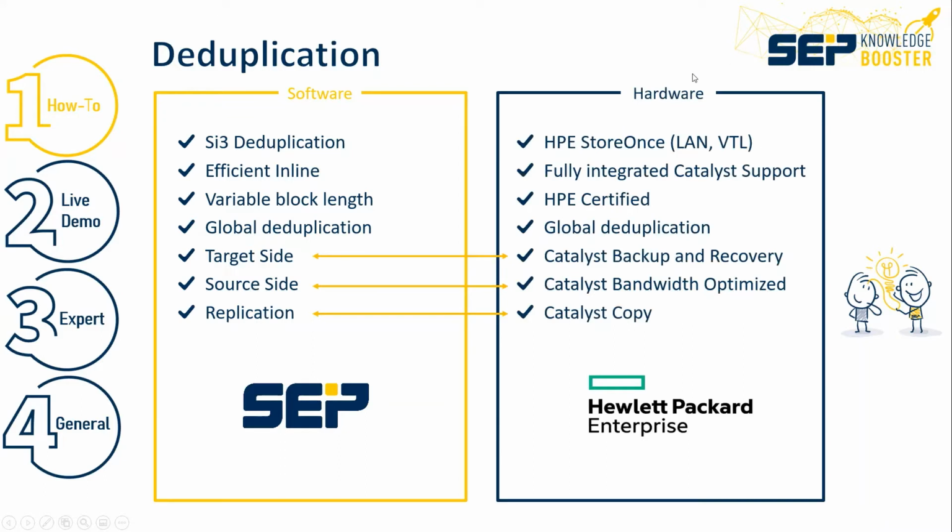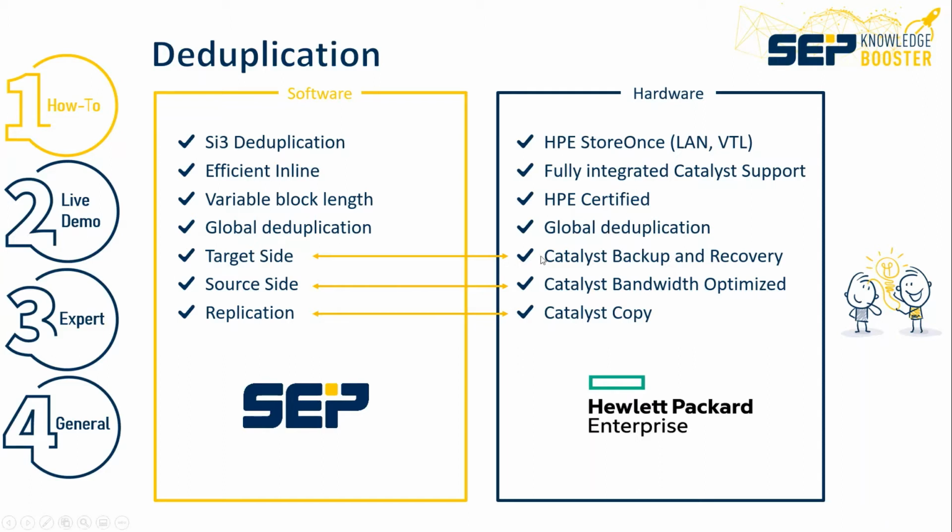The other possibility is using some sort of deduplication hardware. And as you might know, we have integrated the HPE StoreOnce in our software via the Catalyst interface. Of course, the StoreOnce can be attached via LAN as an NFS data store, or as VTL, as a library over fiber channel. But what we need here is the Catalyst integration. This is fully HPE certified. You can find it in the HPE support matrix. And this is also a global deduplication. Whatever data you write to the StoreOnce via the Catalyst, if it's already there, no blocks are transferred.